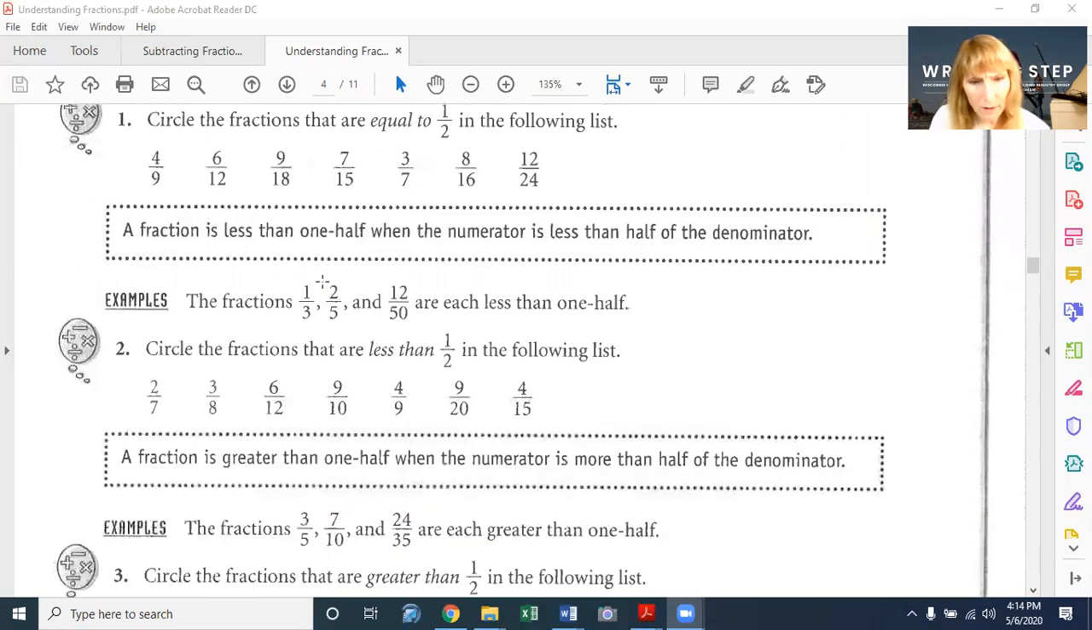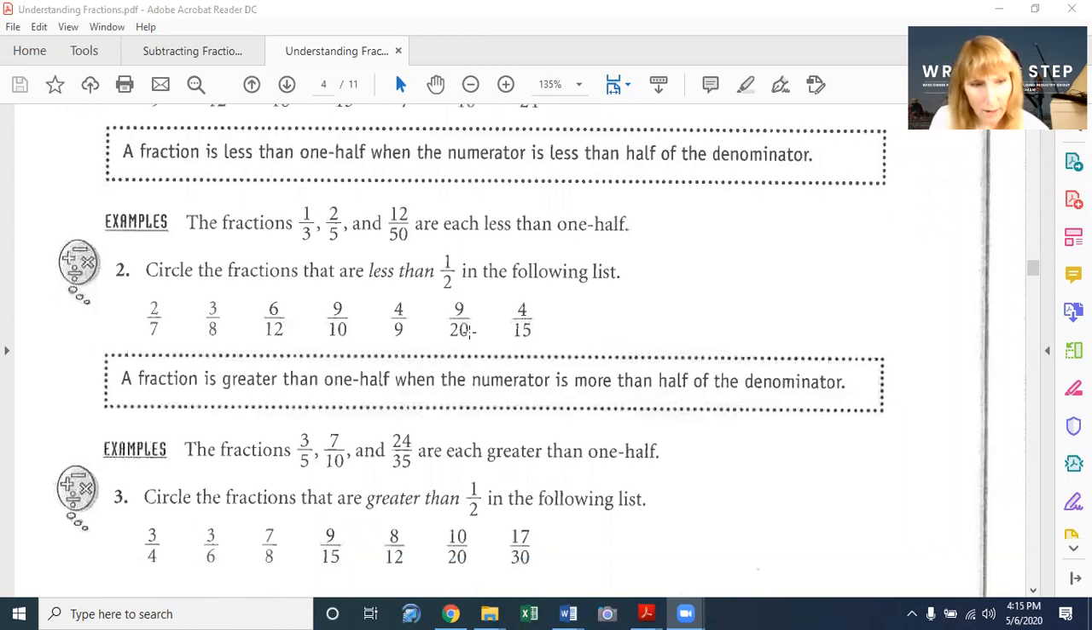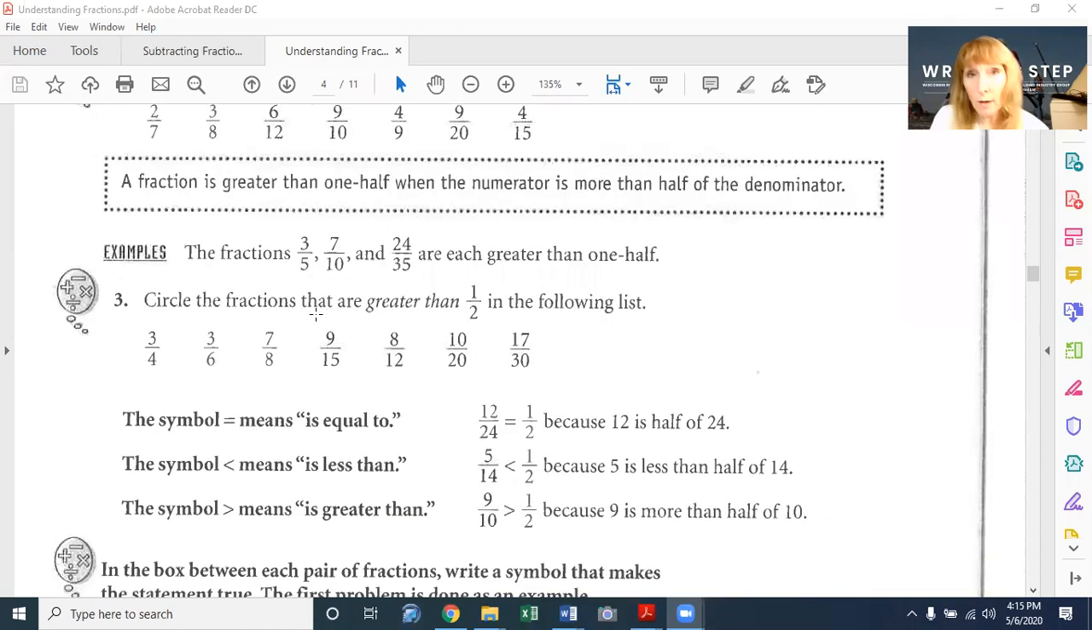Circle the fractions that are less than 1/2. Well, I'm going to let you do those. We kind of talked about that just a few minutes ago. I'll let you give those a try. I'm going to show you one of them. So 2/7, because 2 is way less than half of 7, that one is less than 1/2. Okay, there's more.